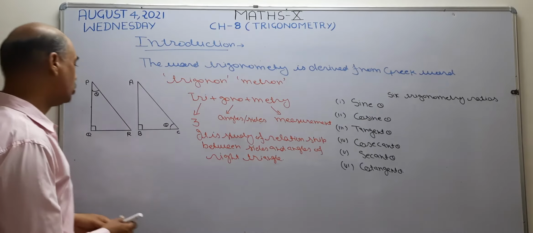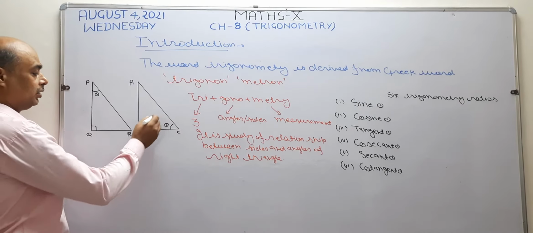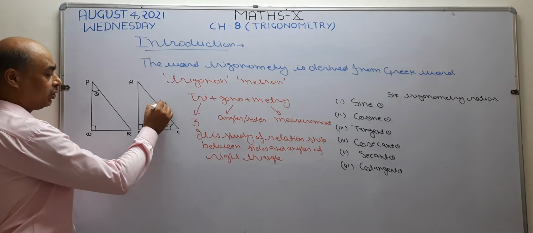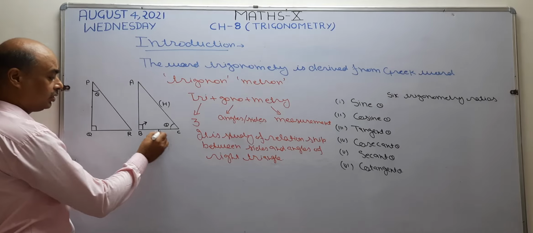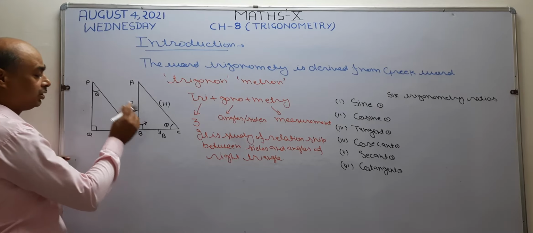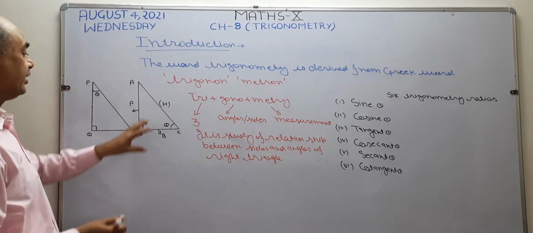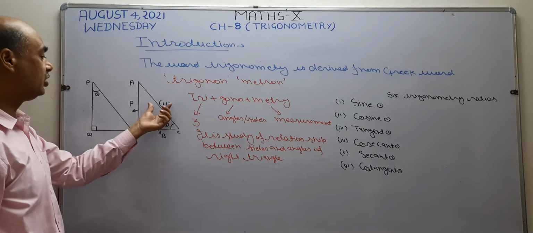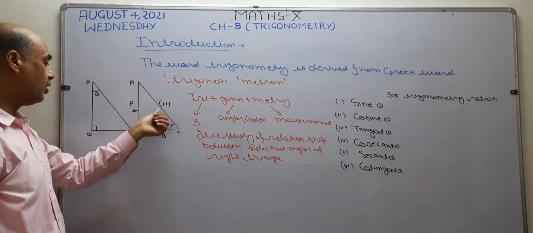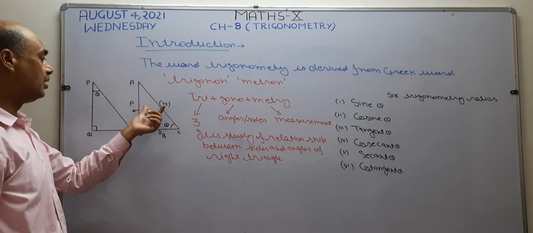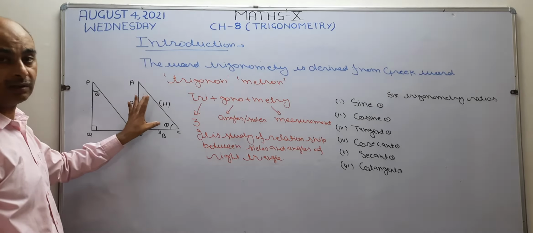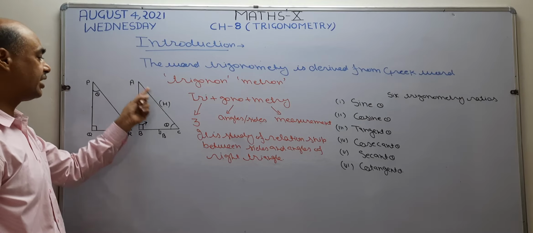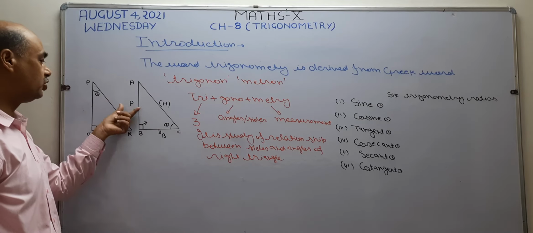Now suppose this is your right angle. Opposite of 90 degree is known as the hypotenuse. This one is your base and this one is your perpendicular. Three sides are there in a right angle triangle, and they are named: this one is base, this is perpendicular and this is hypotenuse. The opposite side of the right angle is known as the hypotenuse. This is the larger side of the triangle, since a larger angle subtends a larger side. The larger side is known as the hypotenuse. So this is your base and this is your perpendicular.